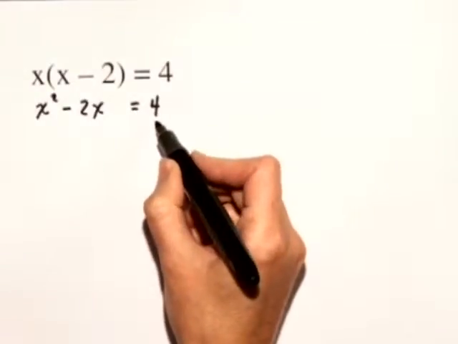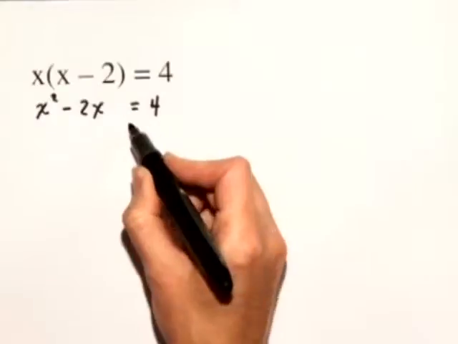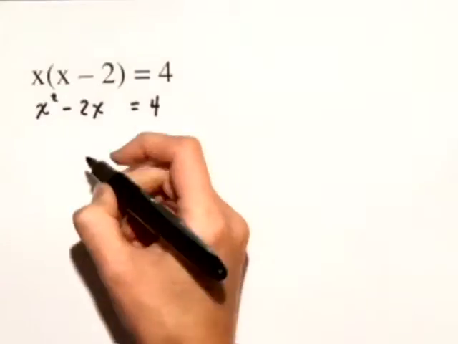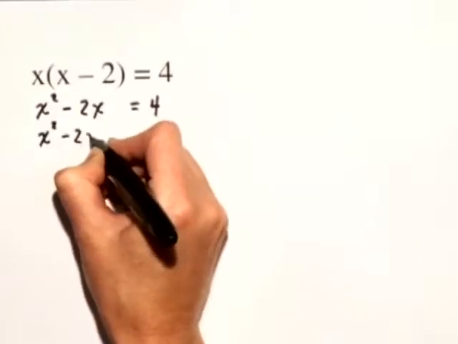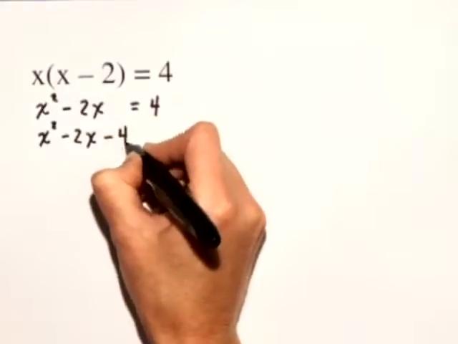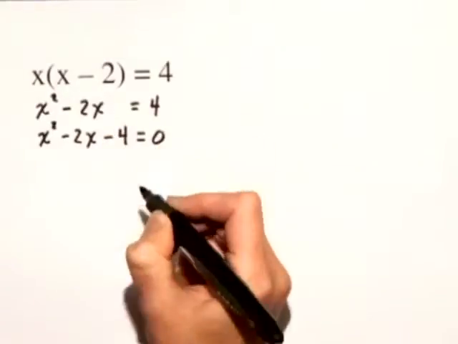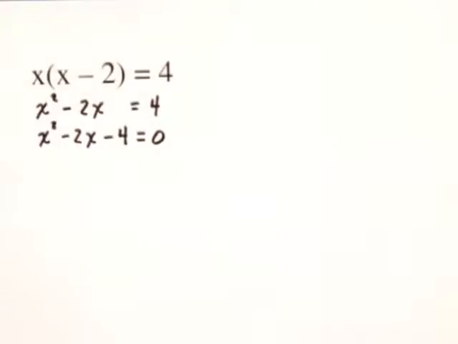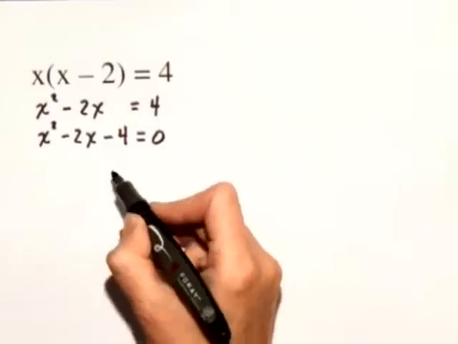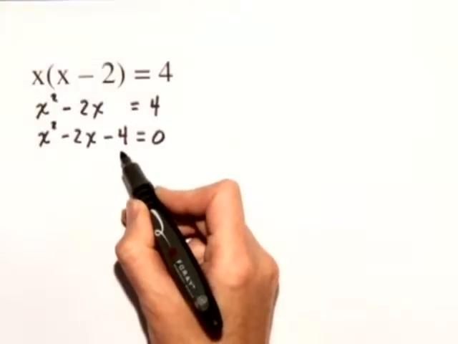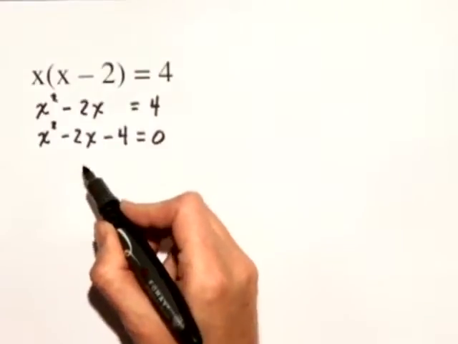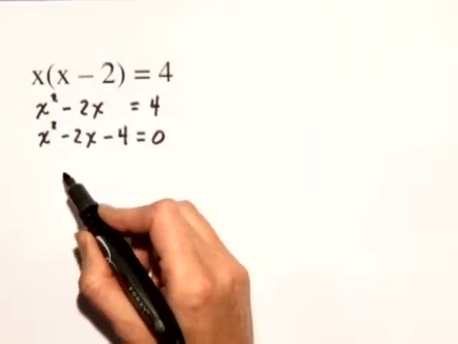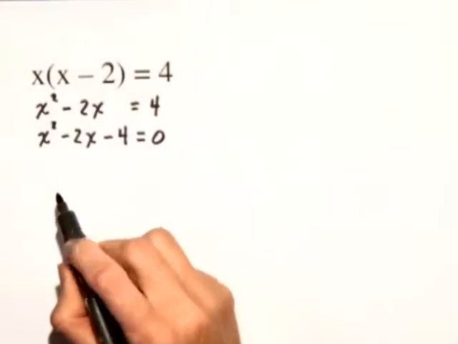In order to solve this quadratic equation, we'll put it in standard form by subtracting 4 from both sides. And we have x squared minus 2x minus 4 is equal to 0. It's always a good idea to see if we can factor a quadratic equation, but in this case it doesn't look like we can factor it. So we can apply another method to solve the quadratic equation. And we'll use the quadratic formula in this case.